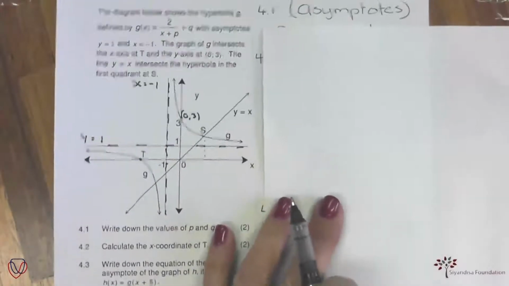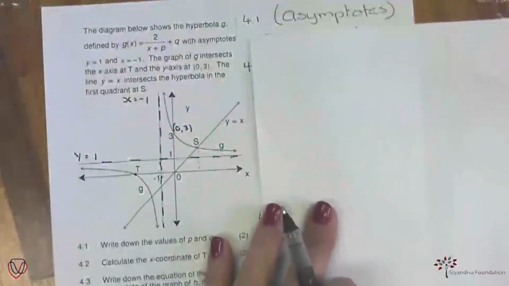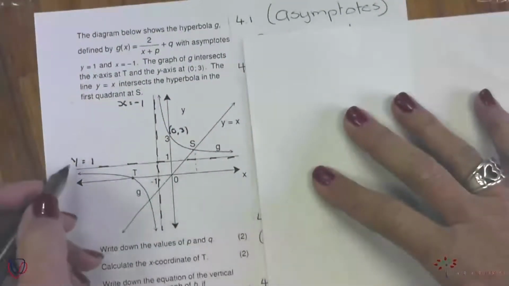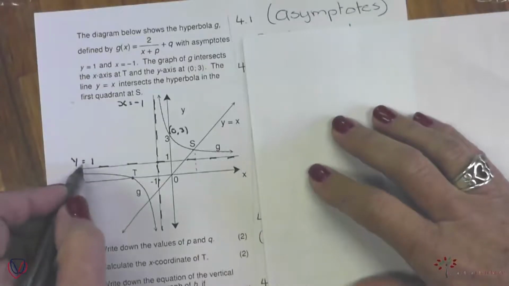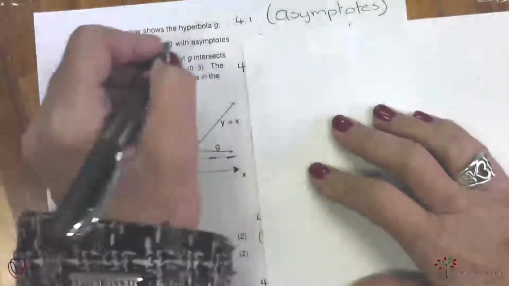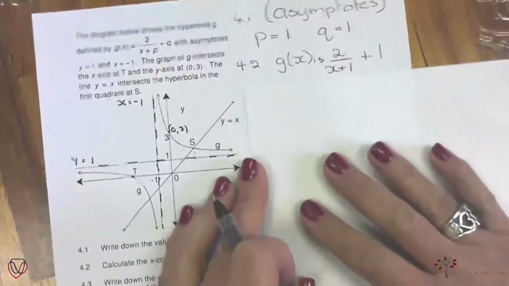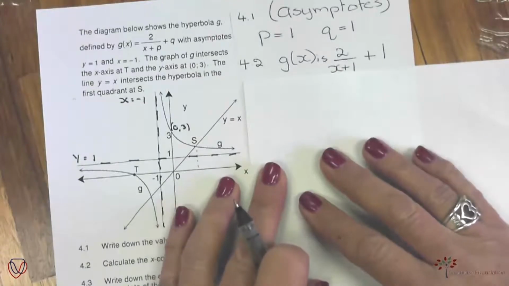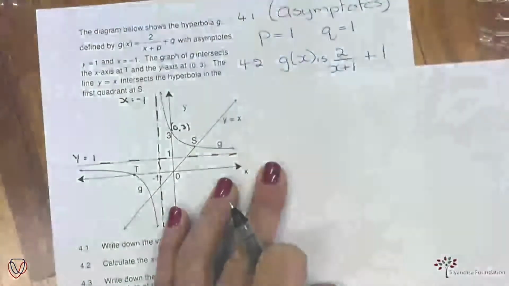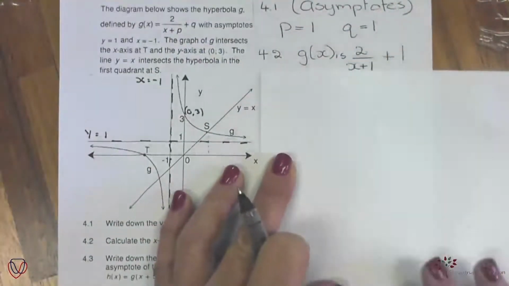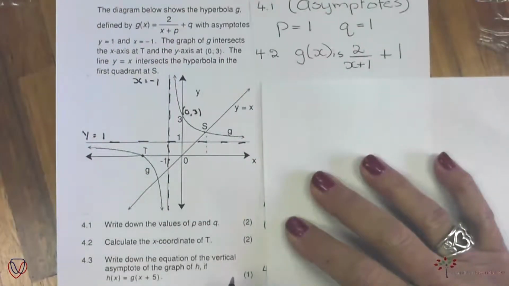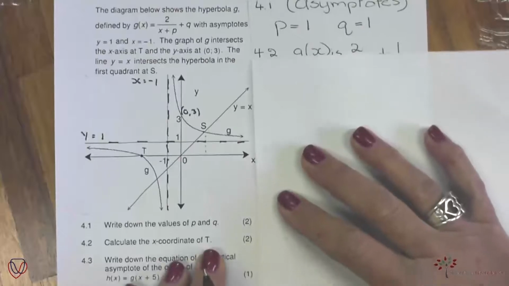Right, the q is always the asymptote for the y, or the y asymptote. The y asymptote is y is 1. You don't change any signs there, you just fill it in there. So q will be +1 and p will be +1, because if I solve +1 there, it becomes a -1. Right, people? That's 4.2. Calculate the x coordinate of t.